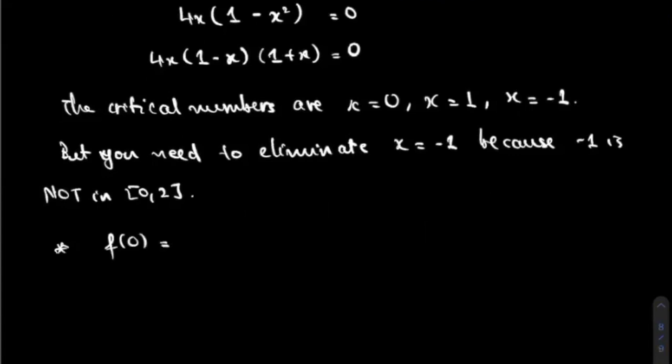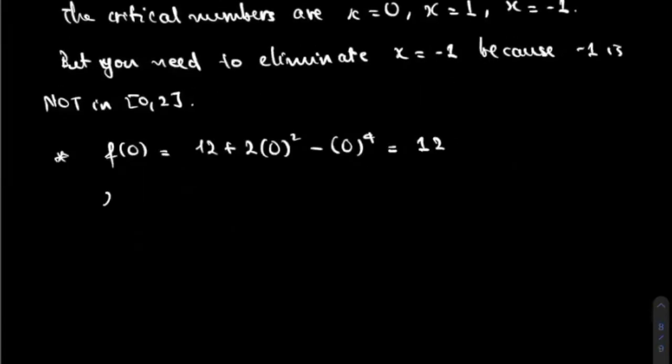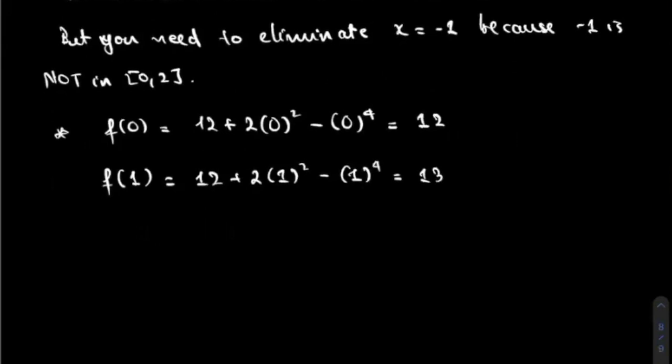What is f of 0 equal to? You substitute back into the original function, right? You have 12 plus 2 times 0 squared minus 0 to the fourth. You have 12. What is f of 1? 12 plus 2 times 1 squared minus 1 to the fourth. You get 13, right? Those are our critical points.